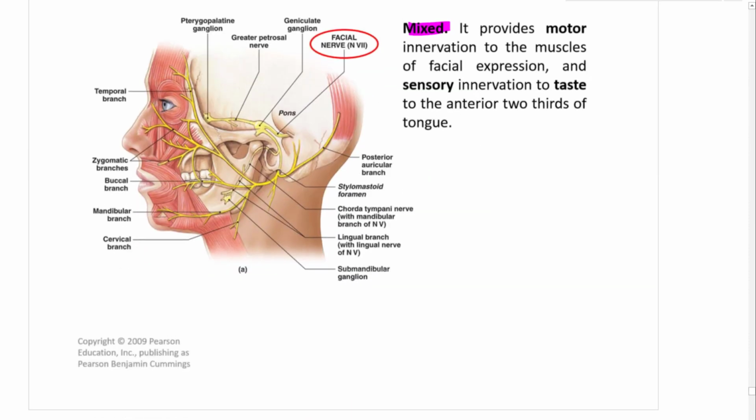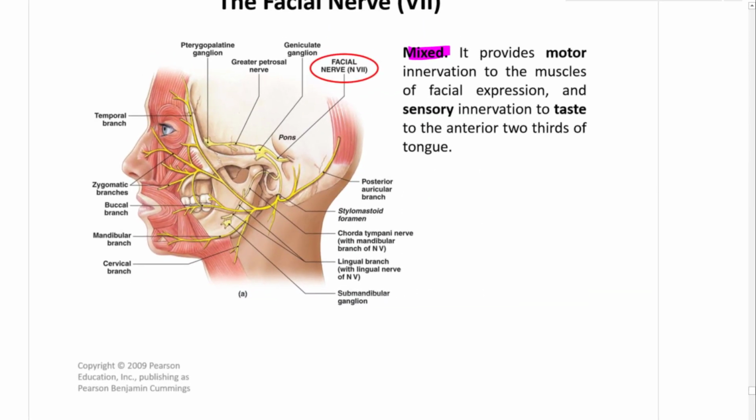So motor, again, is for facial expression muscles, and the sensory is for taste. I'm not gonna go that much in detail on taste, but taste is actually for the first 2/3 of the tongue. Okay.